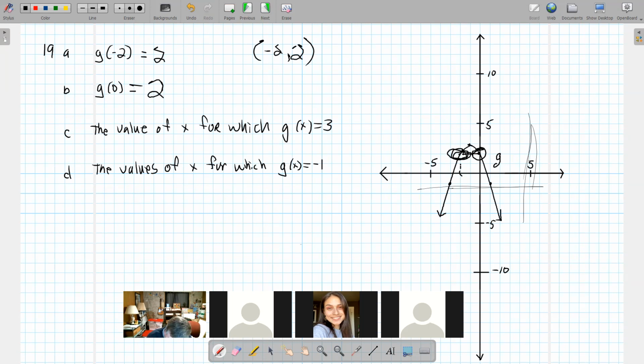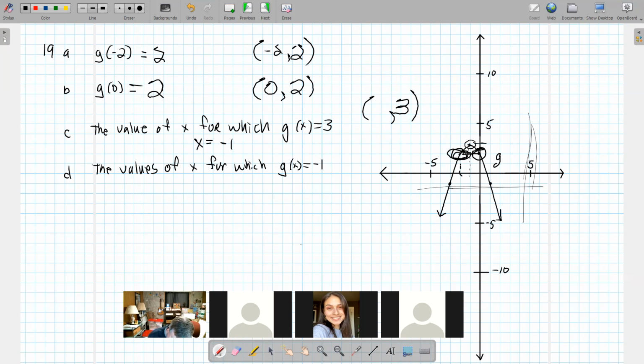Thinking maybe if I go slowly, it will work better. So it's like they're asking us to complete these ordered pairs. Then it says the value of x for which g of x, which is another name for y, equals 3. So they want us to complete this ordered pair. Where is y equal to 3? Right there. What's the corresponding x value? Right there. What is it?